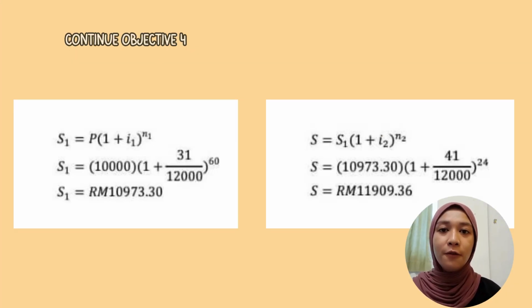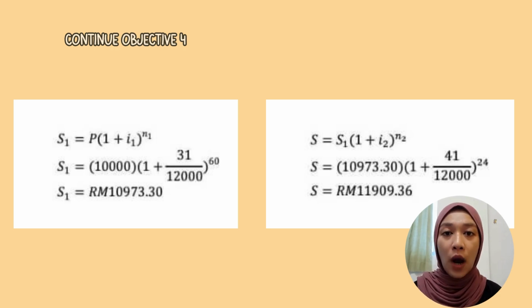Continue objective 4. We need to write down the formula. So we need to find S1. The formula is S1 equals P(1 + I1)^N1. So S1 equals 10,000 (1 + 31 divided by 12,000) power of 60. So we get the answer S1 equal to RM 10,973.30.